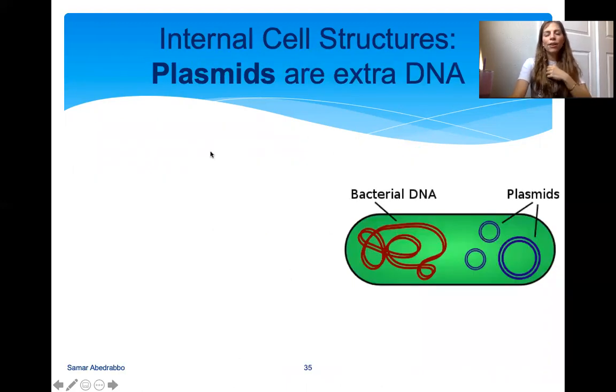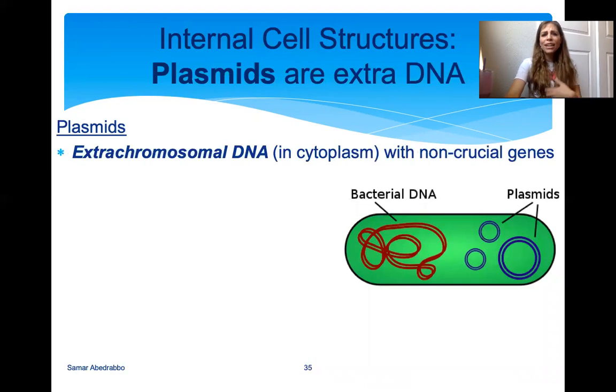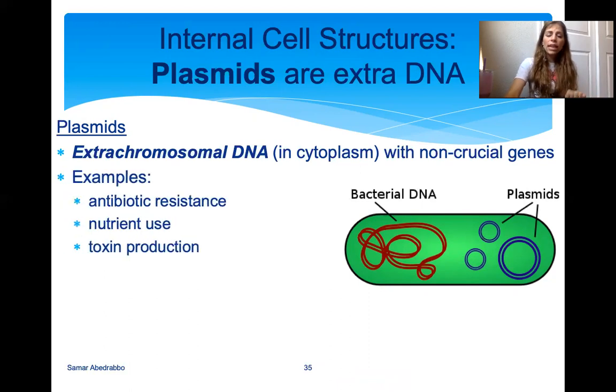Some bacteria also have internal structures called plasmids. Plasmids are just extra pieces of DNA. We'll learn more about them later, but for now I want you to just know that they're extra pieces of DNA. So they're extrachromosomal DNA. It's not the original chromosome. So it carries non-crucial information, so non-crucial genes.